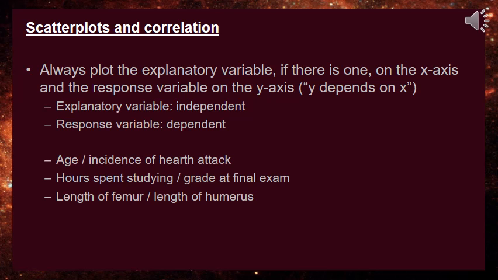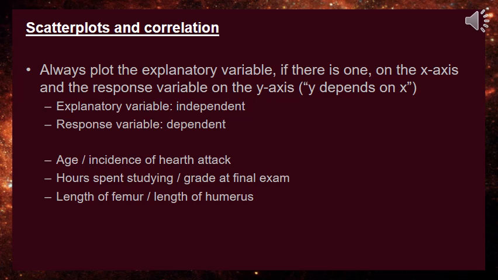For example, if I want to find the relationship between age and incidence of heart attack, here age is my explanatory variable, so it will go on the horizontal axis. If I want to find the relationship between the hours spent studying by a student and his grade at a final exam, the grade at the final exam depends on the hours spent studying. So hours spent studying is the explanatory variable going on the x-axis.